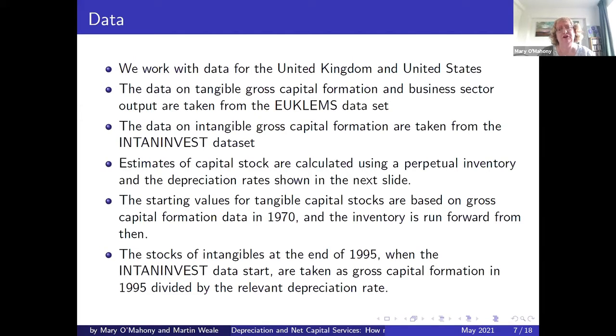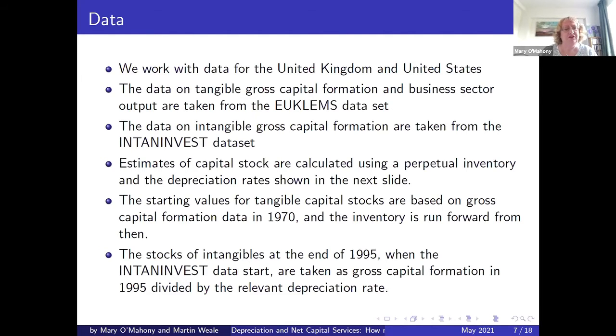And then in that case, we'll redo our calculations and we'll get something that, in terms of the numbers, will probably make more sense. So please, a caveat here: don't take these numbers as gospel. There are some data issues here. The estimates of the capital stock are calculated using the usual perpetual inventory method and depreciation rates, which I'll talk about in a moment. The starting values for the tangible capital stocks are based on the gross capital formation data, where we were able to backdate these to 1970 using the old EU CLEMS.